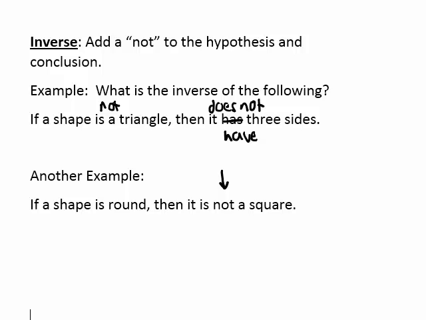Alright, so we're going to write the inverse. If a shape is round, well, that one's pretty easy to negate because you can say if a shape isn't, you can make it a contraction, isn't round, or you can say is not round. Then it is not a square. Well, the negative of a negative just cancels out. So you can say then it is a square. And that's still the inverse. So the inverse of our original statement is if a shape is not round, then it is a square. That's obviously not true, but inverses aren't always true.